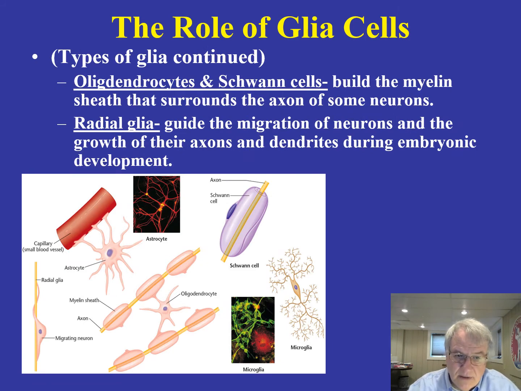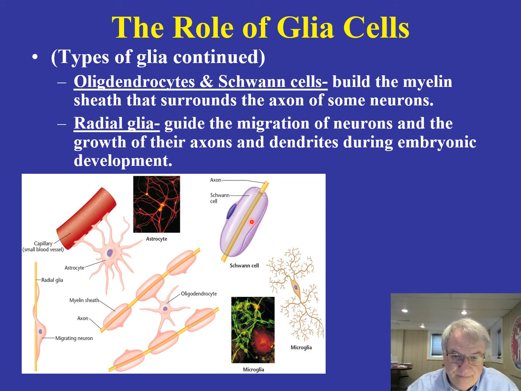Take a look at Schwann cells that you see right here. This is a Schwann cell that wraps itself around an axon. It forms what we call the myelin sheath, which is very important for the conduction of the electrical impulse that is going to be going down the axon.